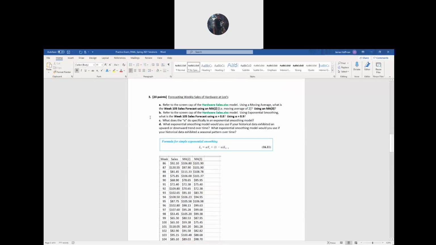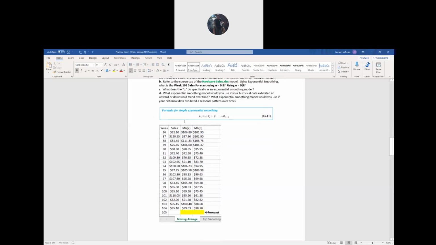Part B. Look at the screen cap for the hardware sales for the exponential smoothing tab. What's the week 105 sales forecast using an alpha equals 0.8 and an alpha equals 0.9? You can use the general equation or the one we've used in class, which is just your forecast is alpha times the last observation plus 1 minus alpha times the last forecast.